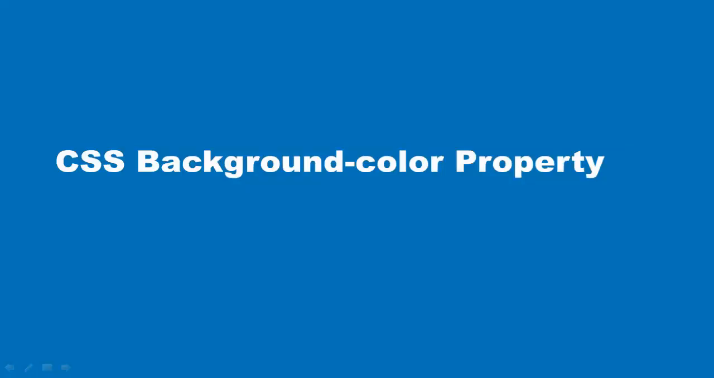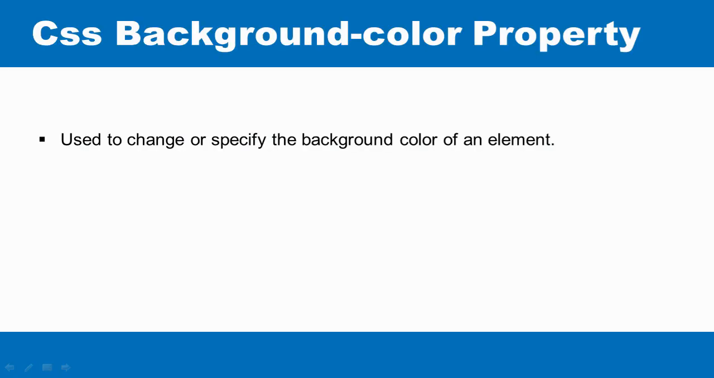Hello and welcome. In this video, I'll be showing you how to change the background color of an HTML element using the CSS background color property. So the CSS background color property is basically used to change or specify the background color of an HTML element.